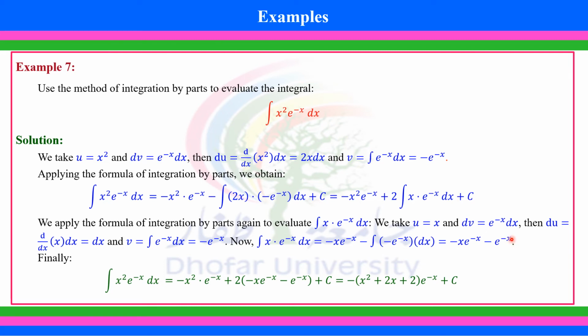So instead of integral x exponential minus x here, we replace it by its value of integration that we obtain here, and then the integral of x squared exponential minus x is just minus x squared minus 2x minus 2 multiplied by e power minus x plus constant of integration.